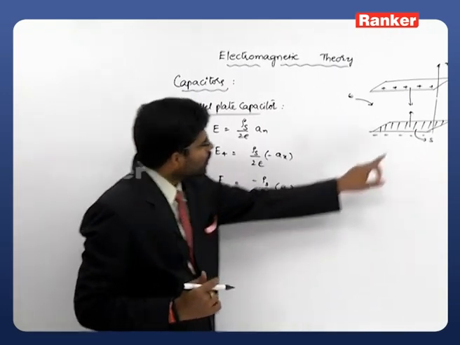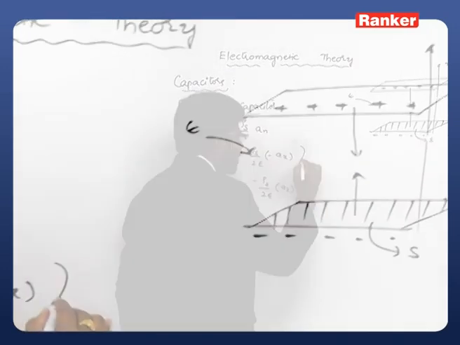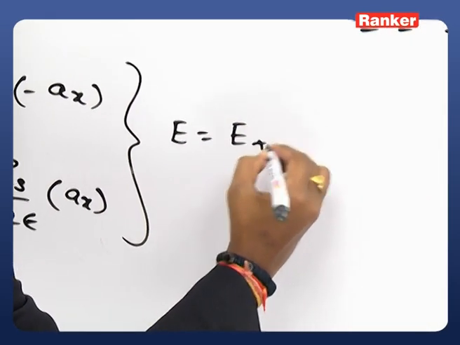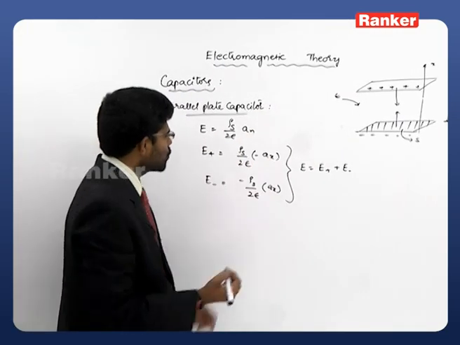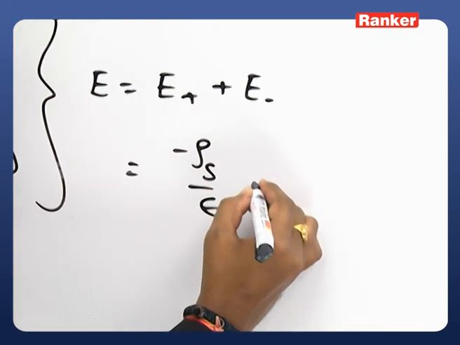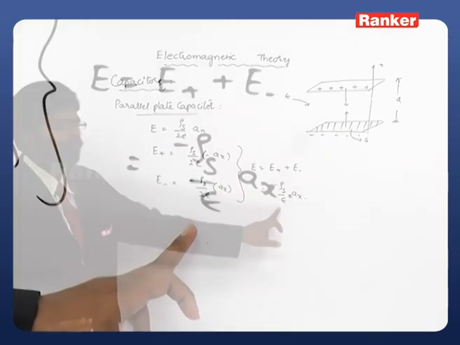So what will be the total electric field intensity in this region? The total electric field intensity is the summation of these two. That is, E can be written as E plus plus E minus. If we add these two, what we get is simply minus rho s by epsilon ax. So simply, this is the electric field intensity that we have.